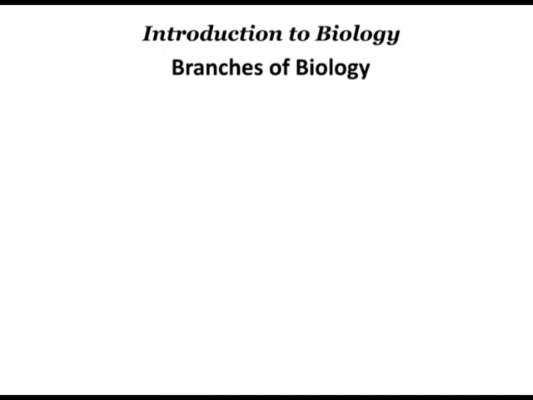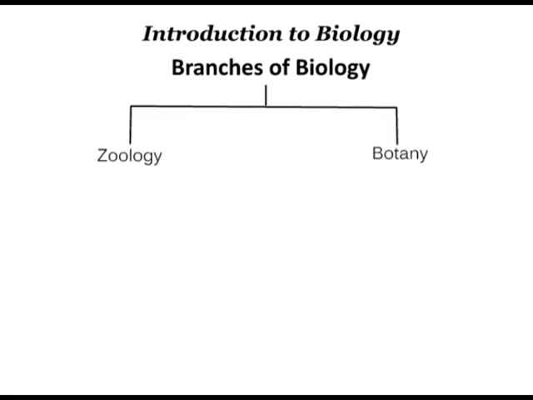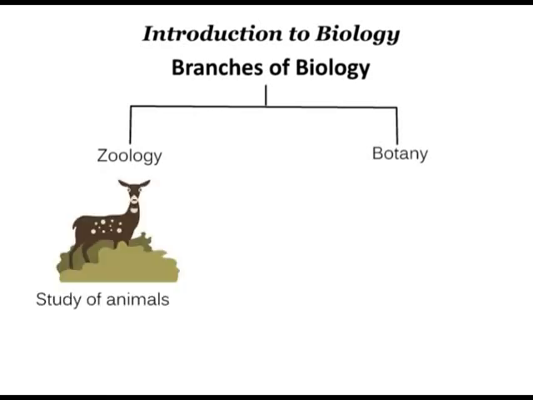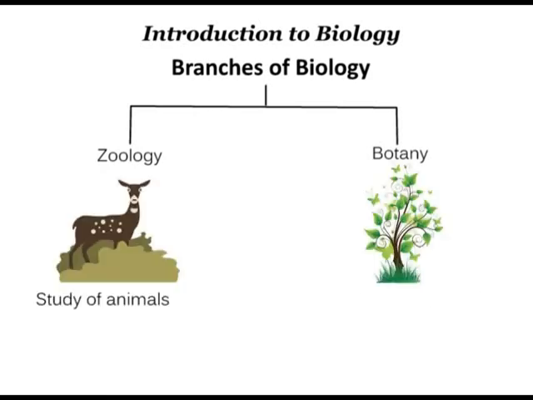Now, biology is a very wide subject, and to be able to study it effectively, it is divided into various disciplines or areas of specialization. At the top level, biology is divided into zoology and botany. Zoology is the study of animals, and botany is the study of plants.